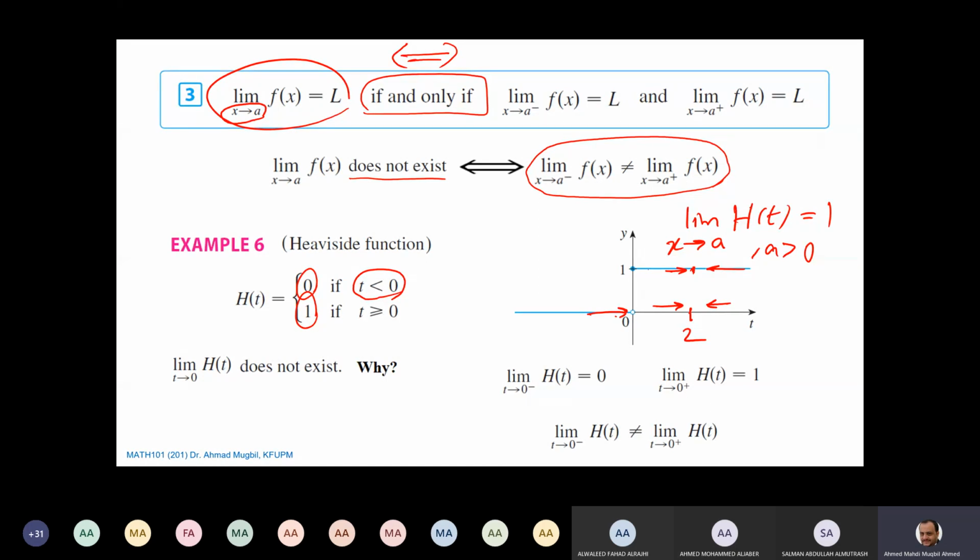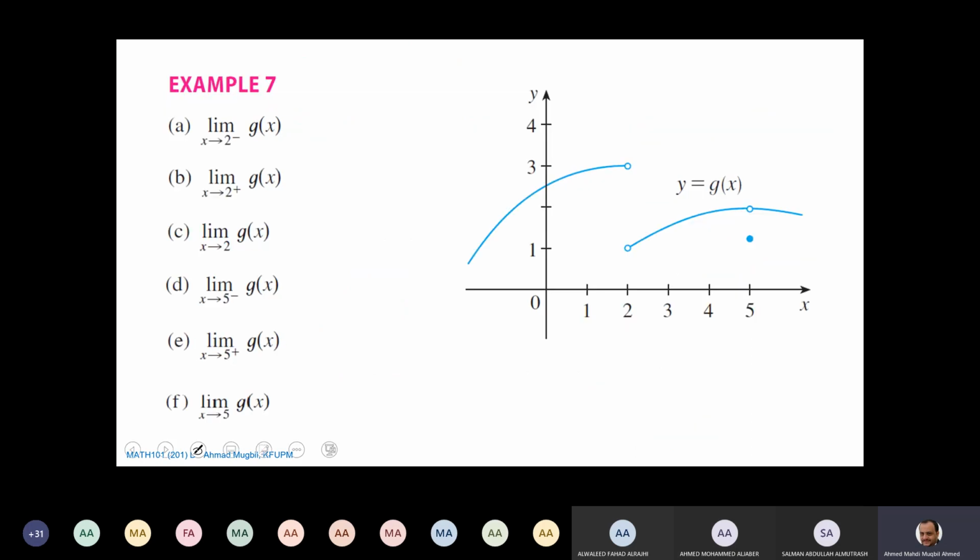Sorry, this cannot be greater than or equal to 0. It should be strictly greater than 0. So the problem is at 0. At 0, the limit is different from the right and from the left. For other points, there is no problem.